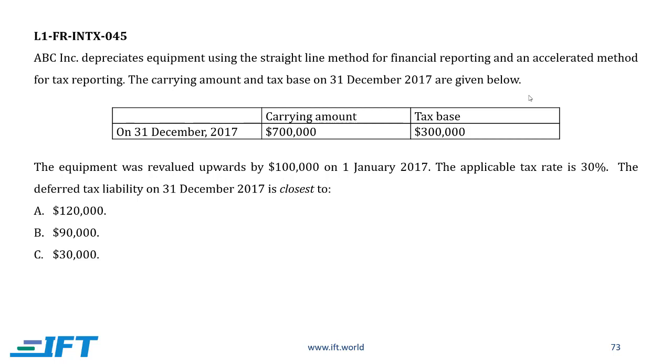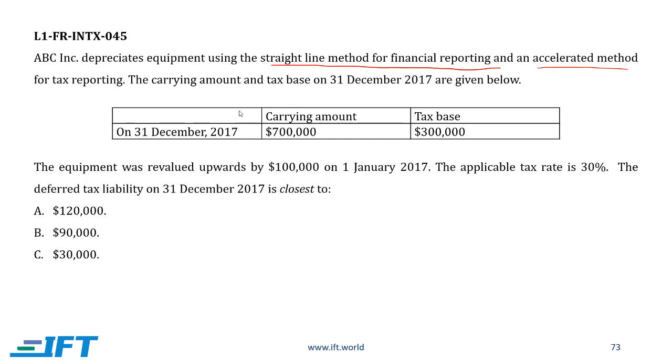Okay. Now ABC company depreciates equipment using straight line method for financial reporting and an accelerated method for tax reporting. What would be generated? Deferred tax liability. Straight line method for financial reporting and accelerated method for tax reporting. Accelerated method means higher depreciation, lower EBT, lower taxes in tax books. So lower taxes in tax books means deferred tax liability.